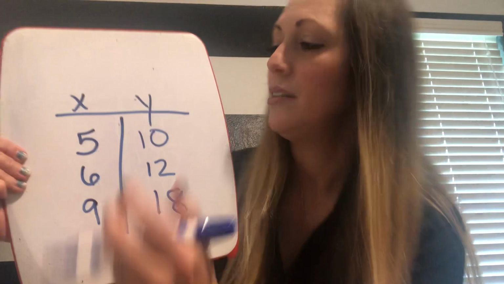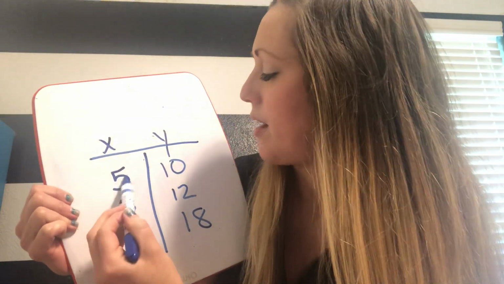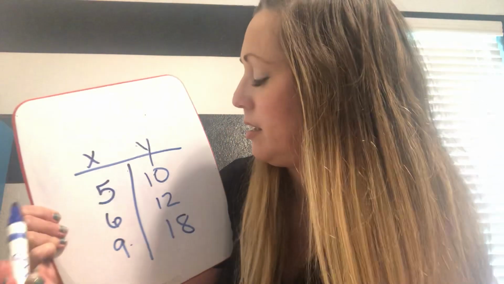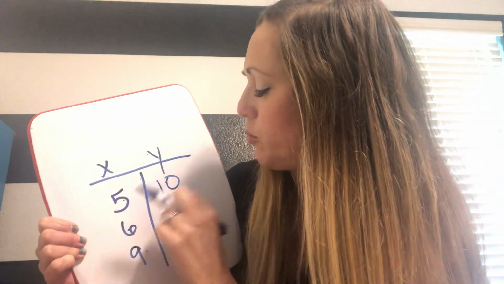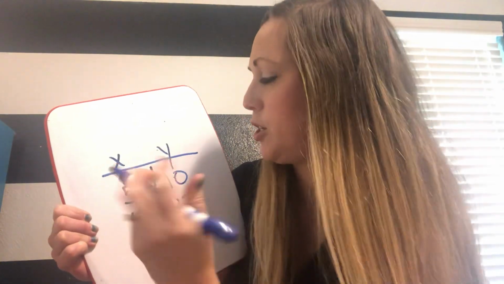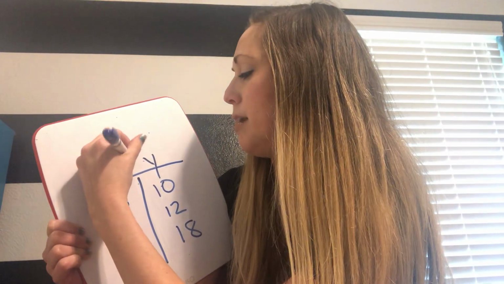Okay, here we go. So we have 5 to a 10, 6 to a 12, and 9 to an 18. So 5 times what would be 10? 2. 6 times 2 would be 12. 9 times 2 would be 18. So we are multiplying by 2.